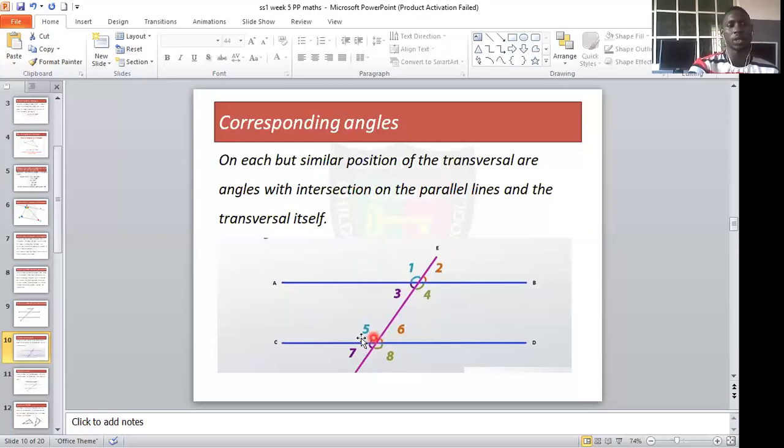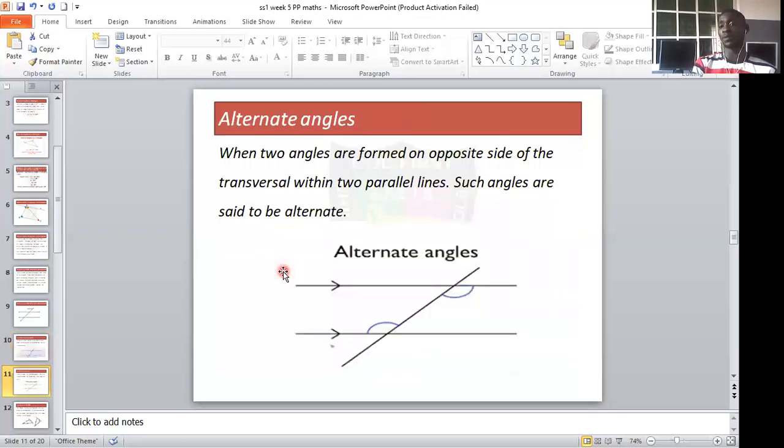So we look at the alternate angles. Alternate angles. This one is different from the corresponding angles. When two angles are formed on opposite sides of the transversal, within the two parallel lines, such angles are said to be alternate. Let's say this is the opposite side of this, and this is the opposite side of this. This is the bottom, and this is the top.